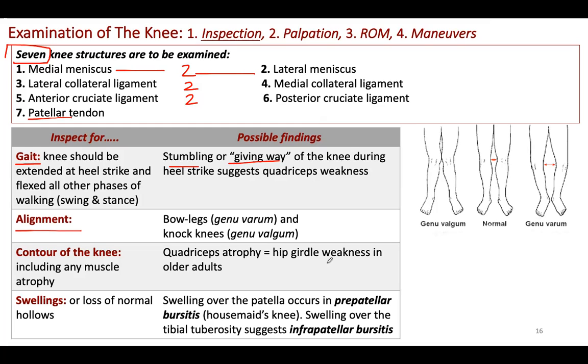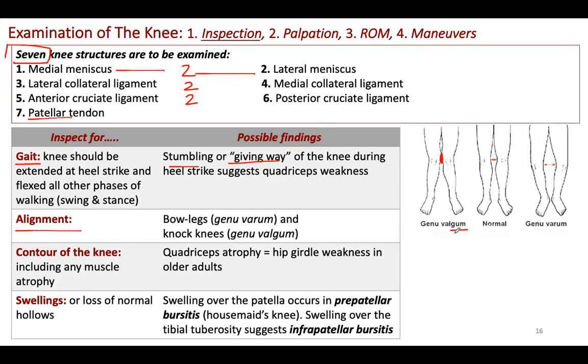So genu valgum, this is knock knees. And the way I remember it, it's genu valgum, so as if you had a piece of gum making the 2 knees stuck together like this, piece of gum. That's genu valgum. Normally there is a reasonable distance between the 2 knees. If this distance is big, causing the legs to show this bow, we call it genu varum, okay?